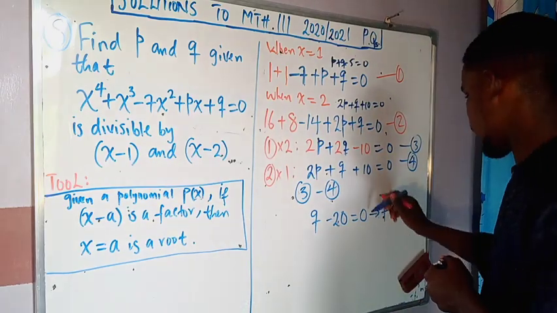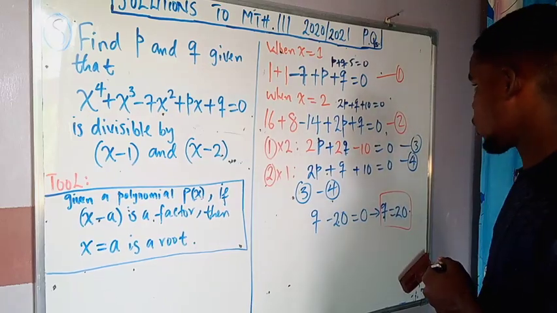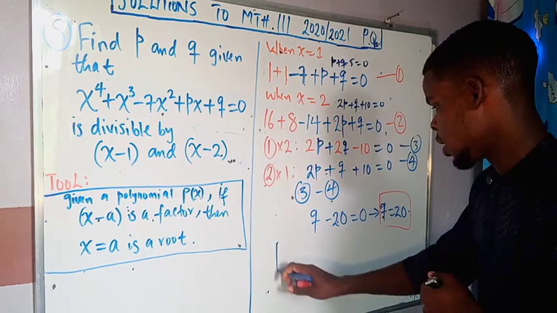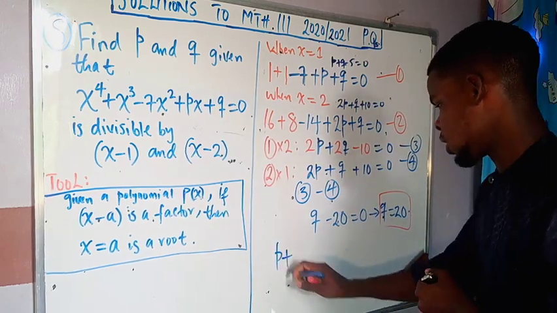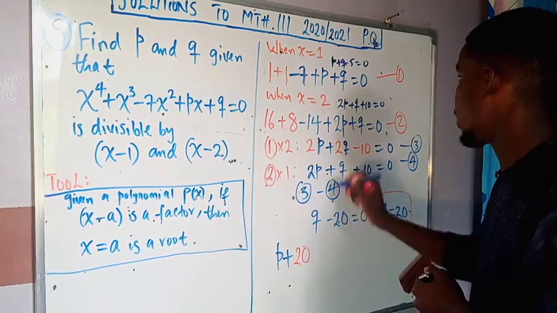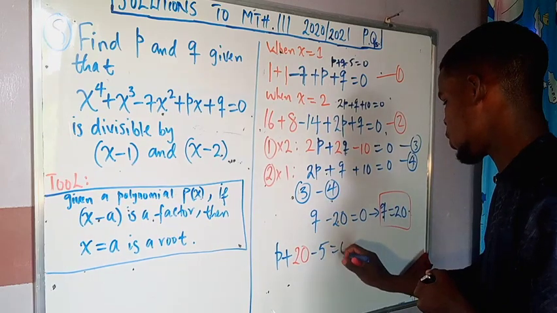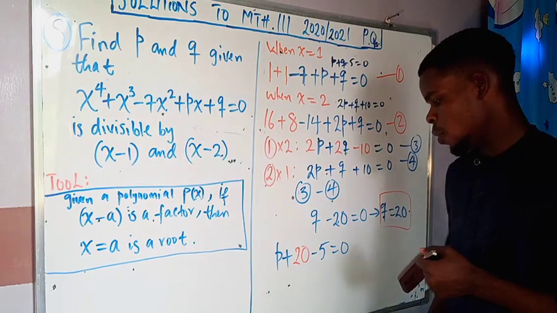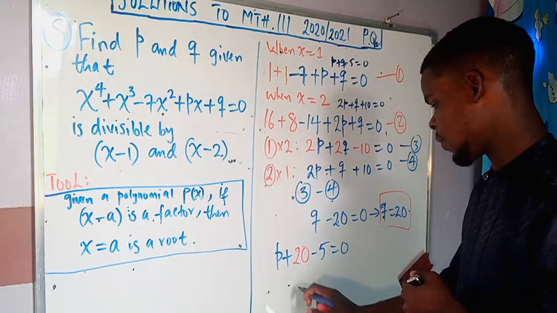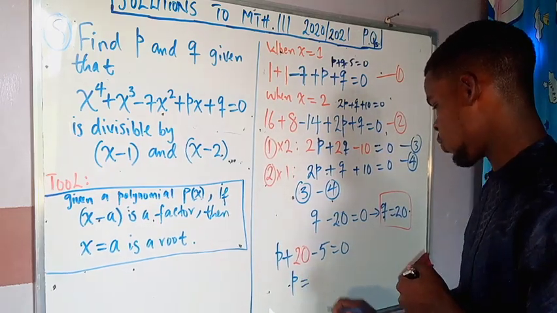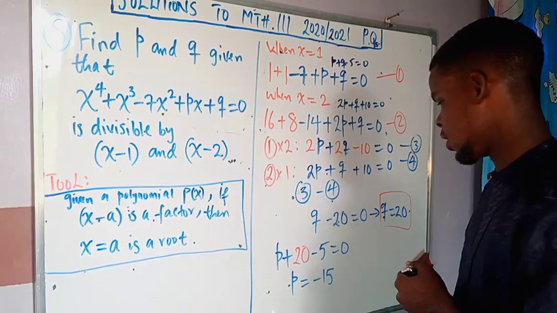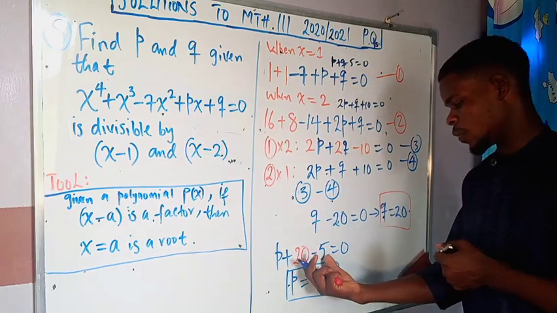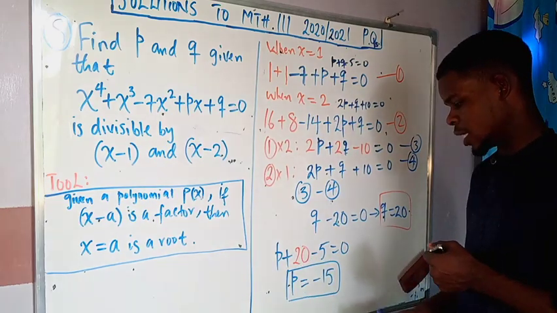Then since we've gotten the value for q, the next thing we'd like to do is to solve for p. And we can use equation 1 for that, given that p plus q, where q is now 20, plus minus 5 is said to be 0. So if you subtract 5 from 20, we're going to have 15. And then when we subtract 15 from both sides, we're going to have p to be negative 15. Because 20 minus 5 will give us 15. That means p will be negative 15.